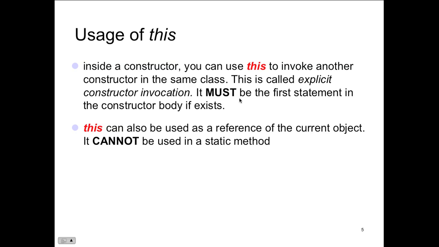It must be the first statement in the constructor body if it exists, and this can also be used as a reference for the current object. It cannot be used in a static method. We don't have any static thises. Do you know why? Because this doesn't belong to an instance. There's no this. It's that. But there's no that.